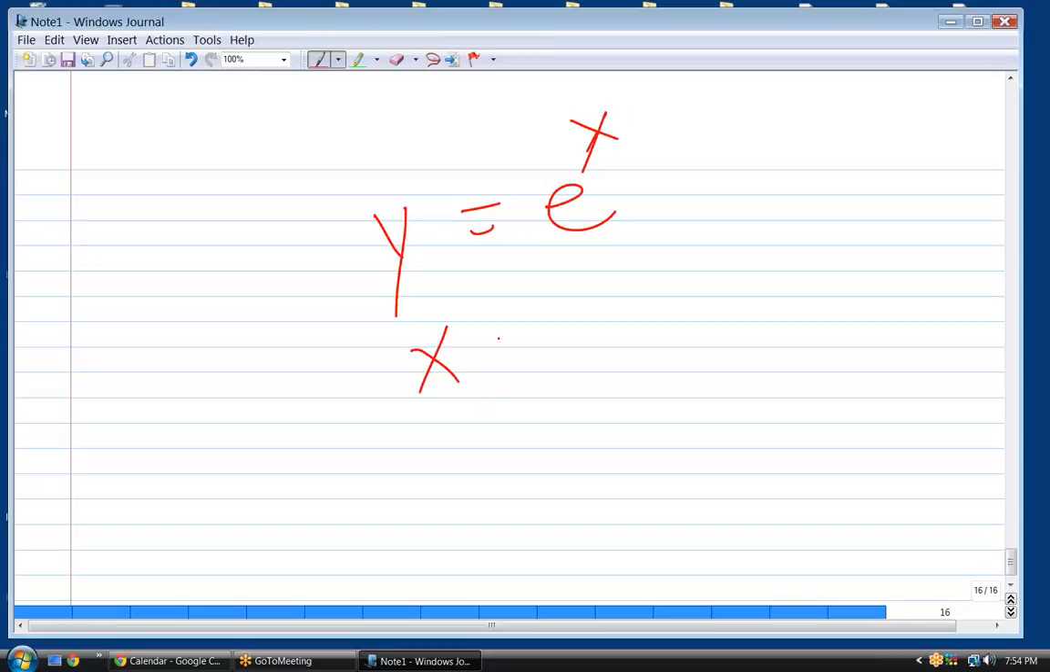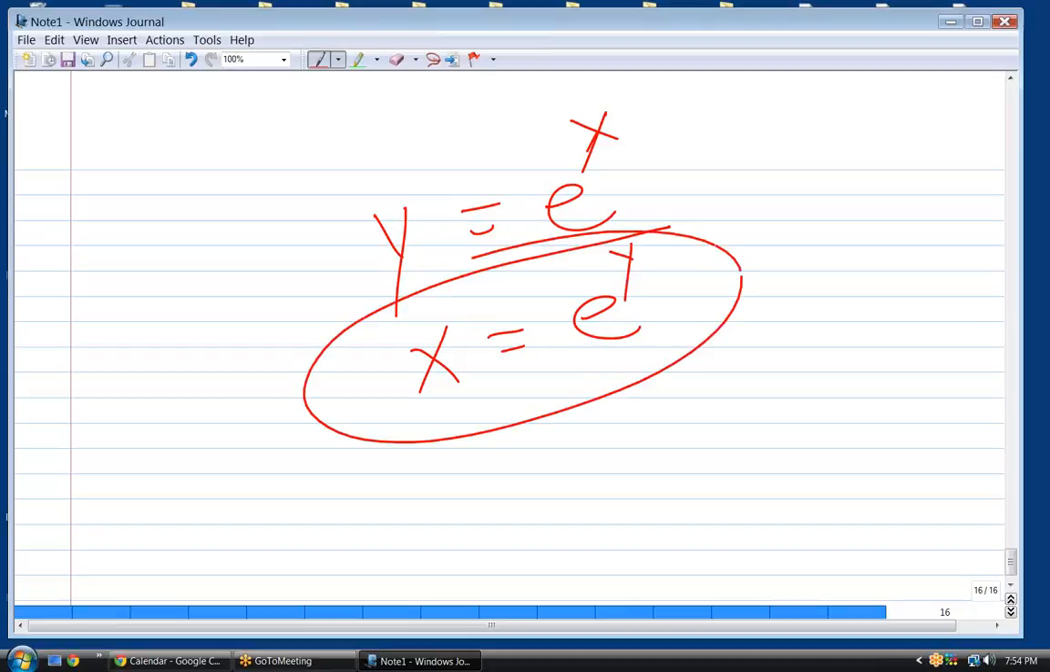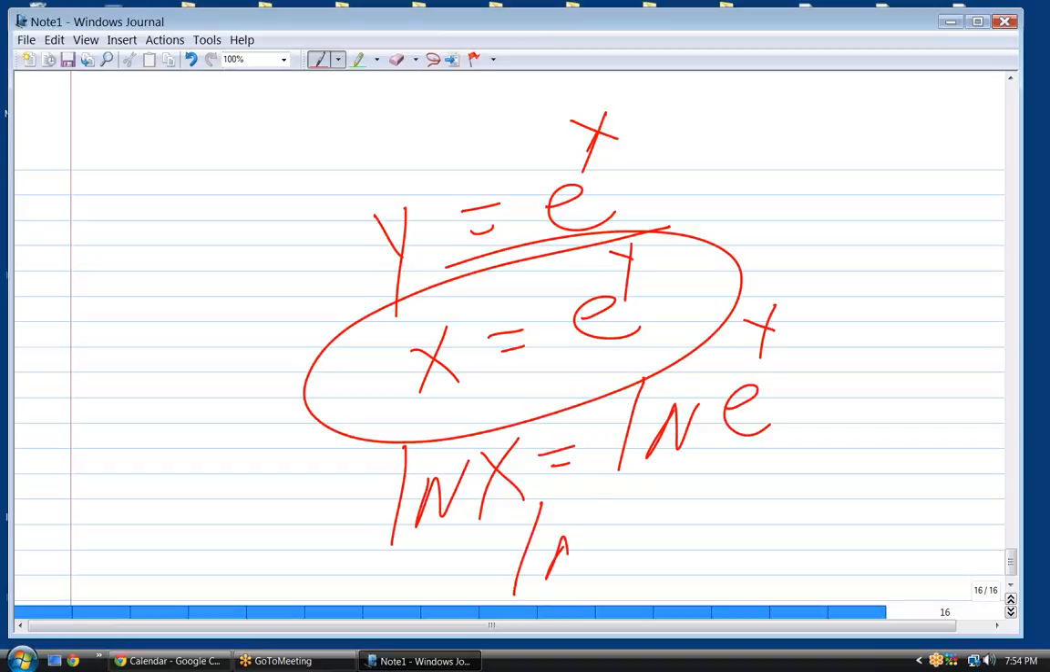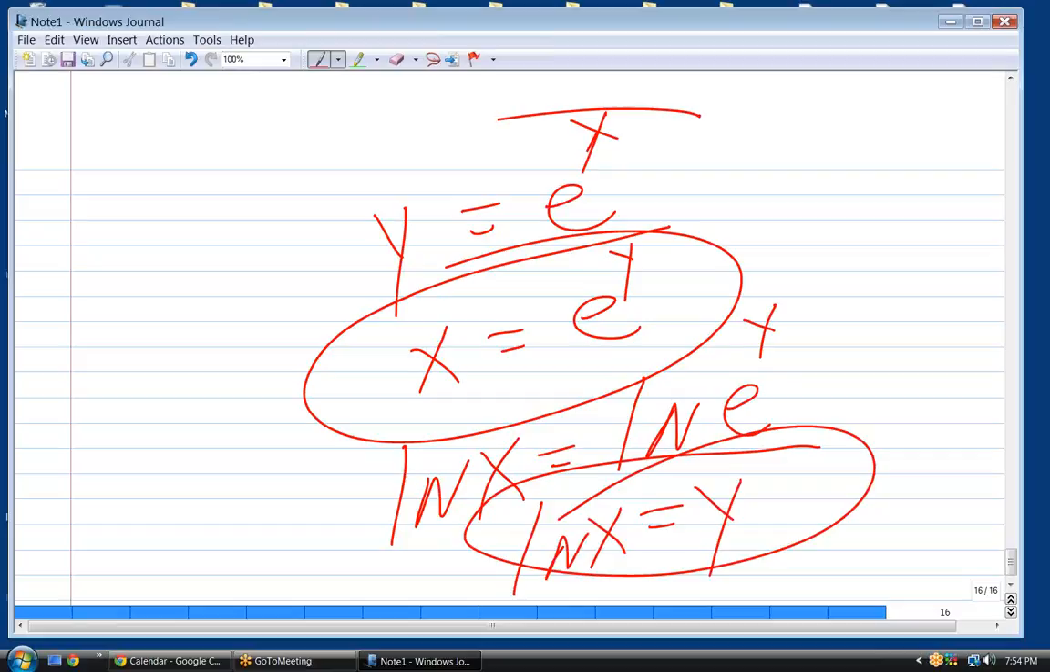Well, you'd switch the variables. Now, how do you solve that for y? Well, you have to take the natural log of both sides. The natural log of x, and the natural log of e to the y is equal to y. So you get natural log of x equals y. That's the inverse of that. That's why e to the x and natural log of x are such important functions. It's because one is the inverse of the other.